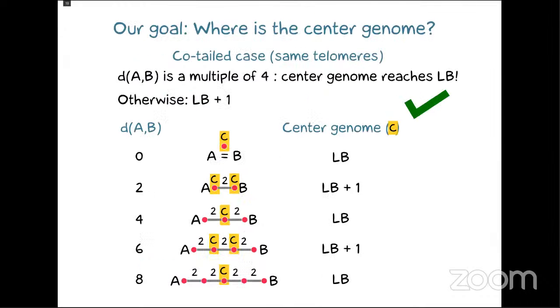All right. So summarizing what we just said, if the distance of AB is a multiple of 4, you can have a genome right in the middle. But if the distance is not a multiple of 4, you have to use one extra operation. Your maximum distance will be 1 more than the lower bound. There's no way to avoid that.